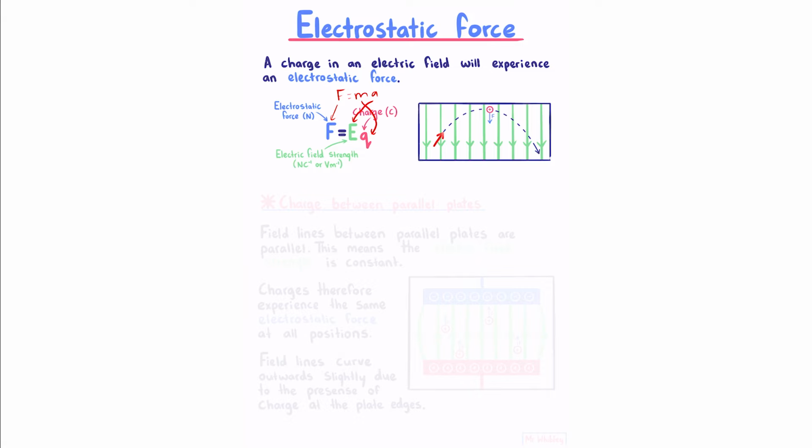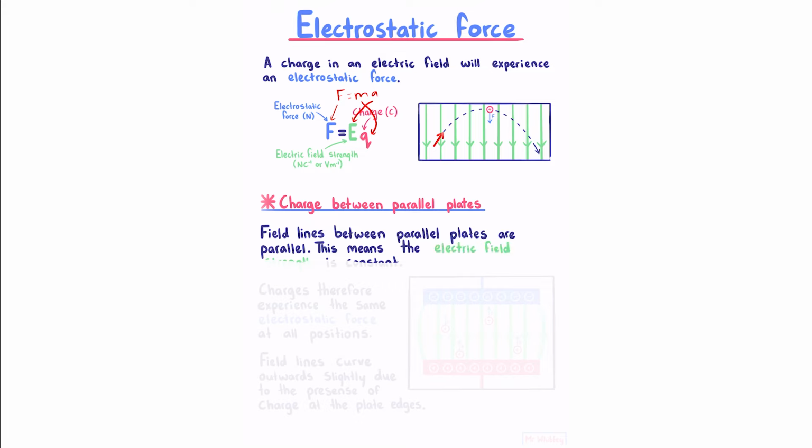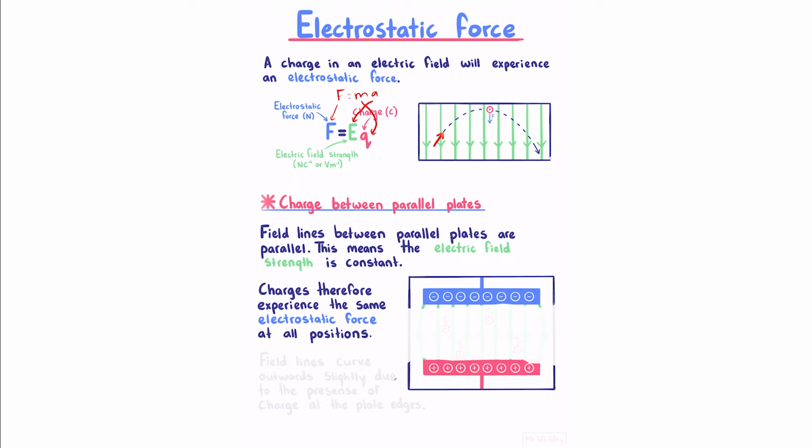Let's now talk about the charge between parallel plates, because this is a common context you'll encounter at this level. Field lines between parallel plates are parallel. This means that the electric field strength is constant. Charges therefore experience the same electrostatic force at all positions. So if we have our parallel plates and our field lines in between, every charge between these plates will experience the same amount of force, no matter its distance from the plates.